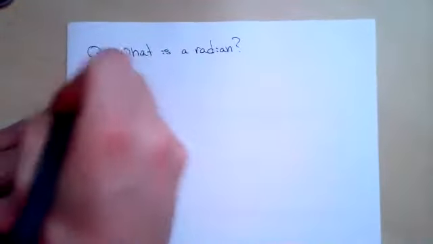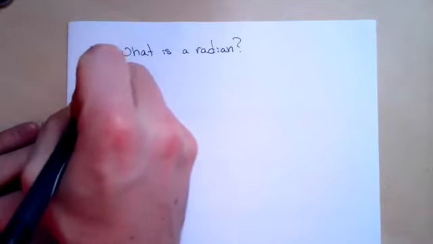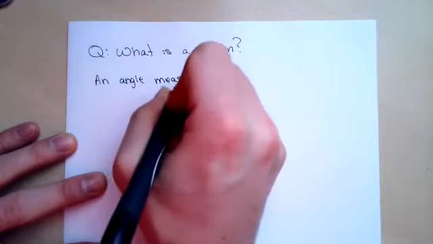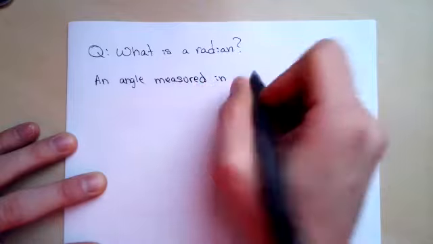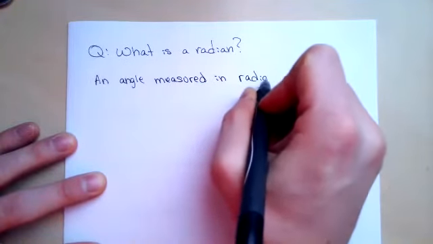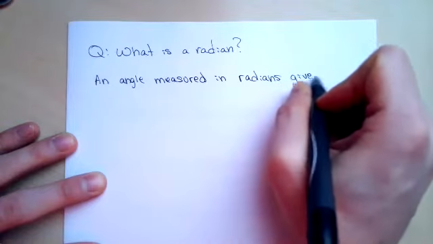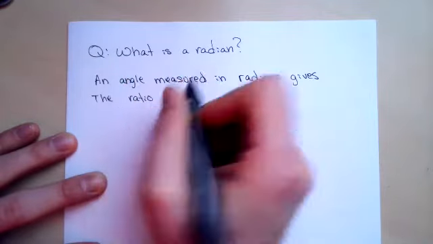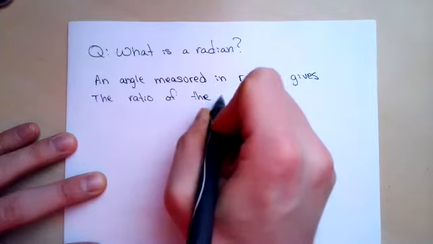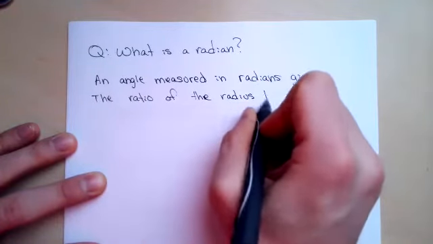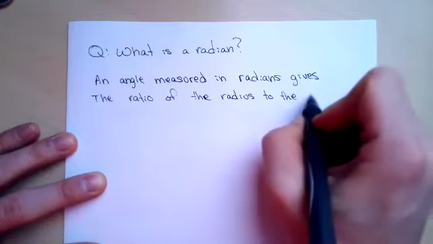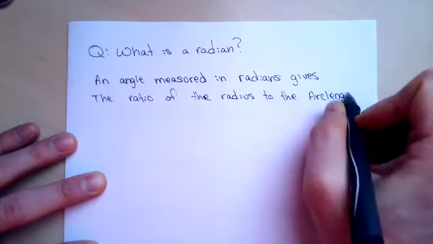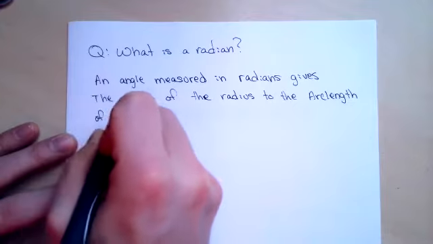So let's write out the definition. So an angle measured in radians gives the ratio of the radius to the arc length of the subtended circle.